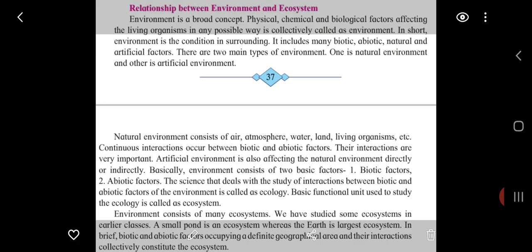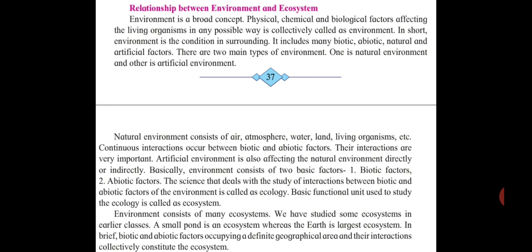Now see what is mentioned further. Natural environment consists of air, atmosphere, water, land, living organisms, etc. Continuous interaction occurs between biotic and abiotic factors. Their interactions are very important. Artificial environment is also affecting the natural environment directly or indirectly. Basically, environment consists of two basic factors which we have already discussed. Now see, again they are mentioning it: biotic factors and another one is abiotic factors.